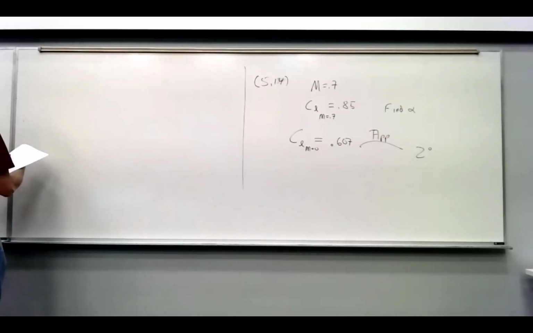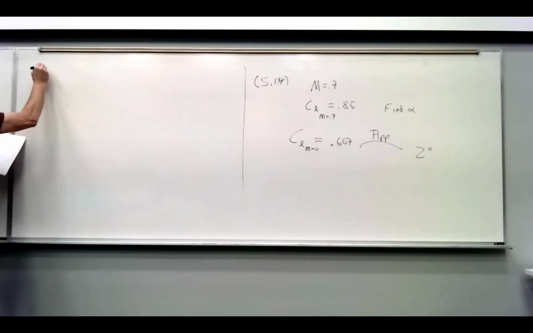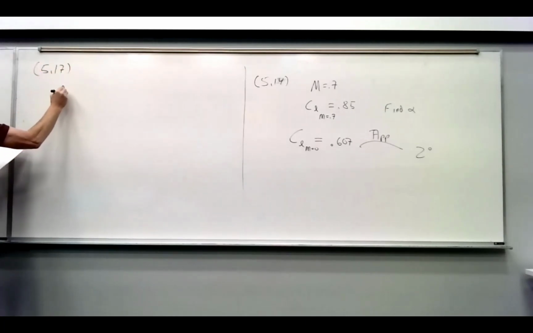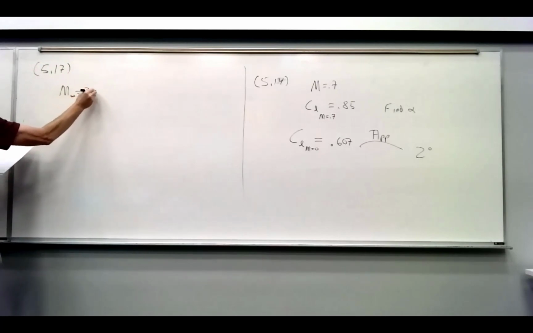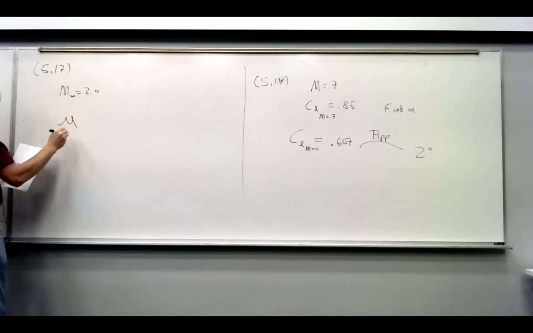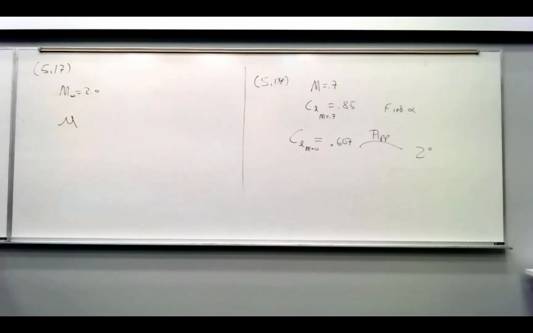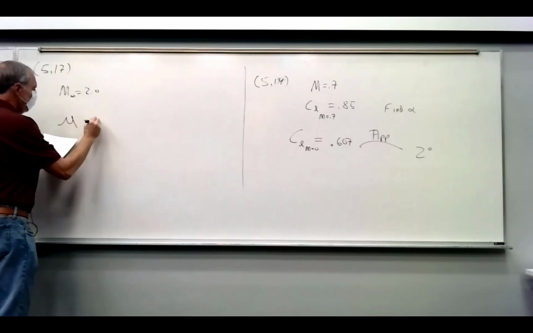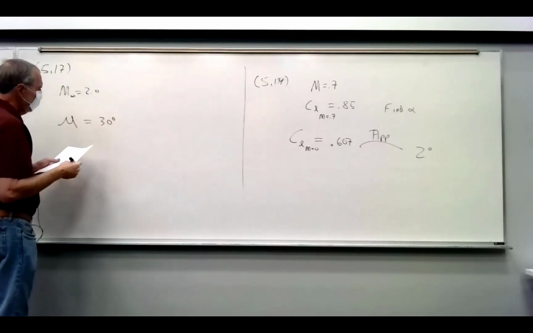Then 517 and 518 are Mach angle problems. So your Mach number is 2.0, and they want you to calculate mu. Well, we have the formula for that. So really, you just stuff in the Mach number, and you get a mu angle of 30 degrees.